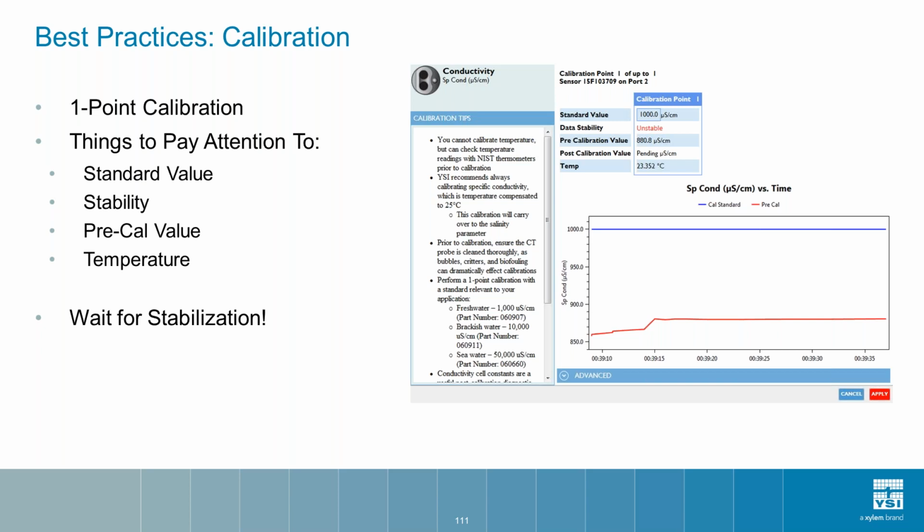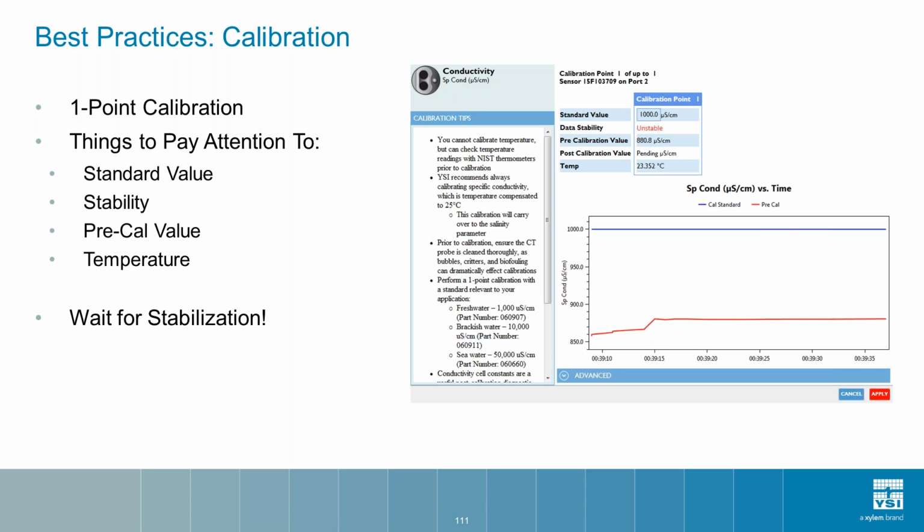Check your pre-calibration value to see how far off your sensor actually is, and make sure to check your temperature value to see if that value makes sense and that it is also stable. If you are calibrating specific conductance, which as we discussed you almost always should since it compensates for differences in temperature, then you don't have to do any calculation of what the conductivity value should be at the measured temperature.